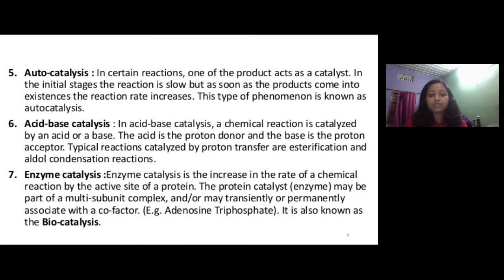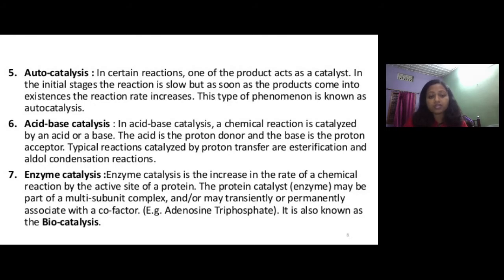And sometimes the product can act as catalyst. The reaction is slow at first, but after some time when the product is formed, the reaction becomes faster. This is called autocatalysis. And then acid-base catalysis means the reaction is catalyzed either by acid or base.